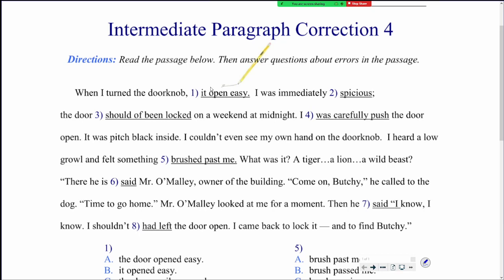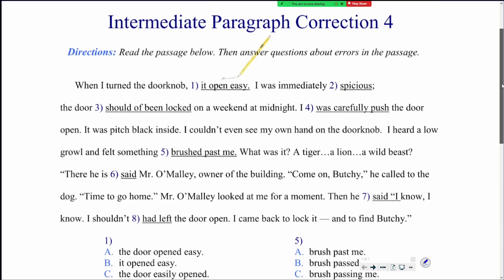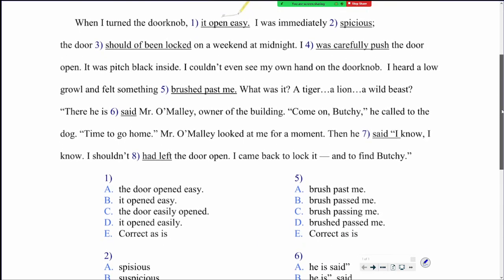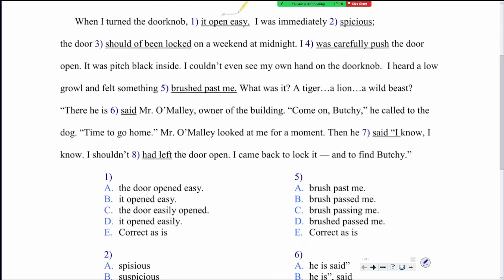All right, so let's go to that first one. So when I turned the doorknob, it opened easy. So this is our subject verb agreement. It should say it opened easily. Okay, so there's actually a lot going on there, right?